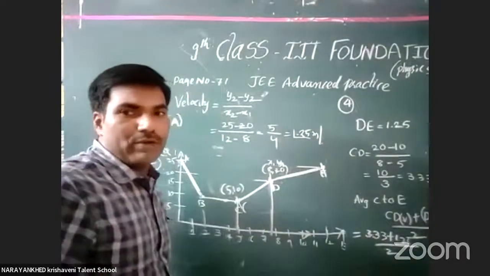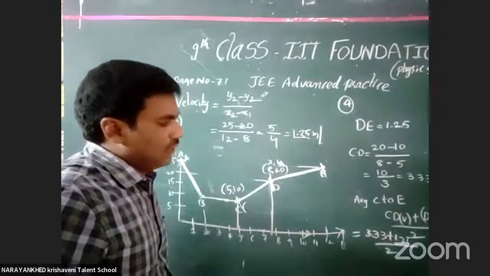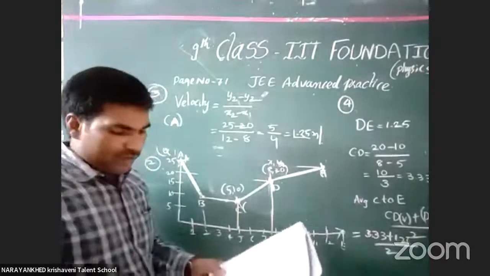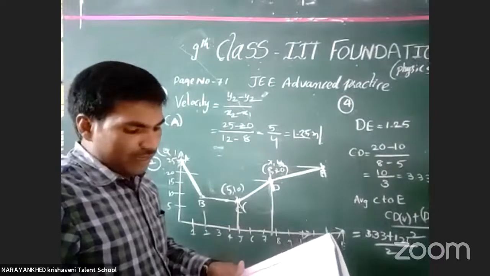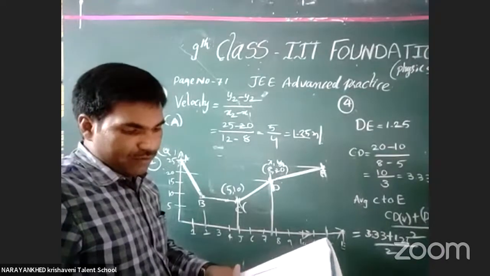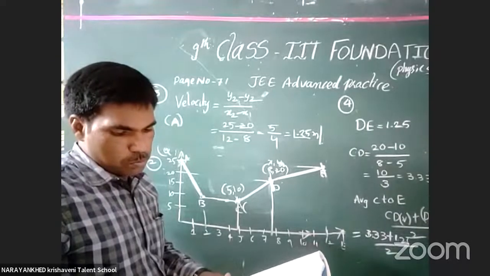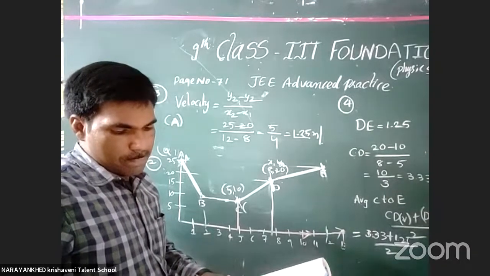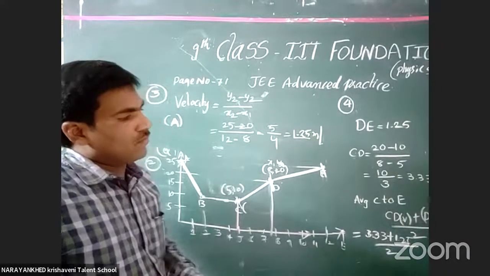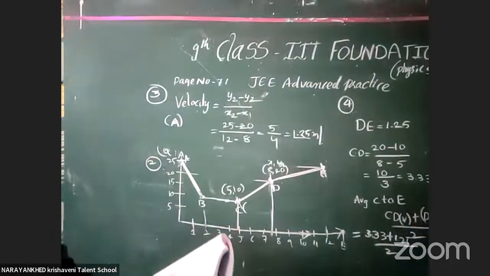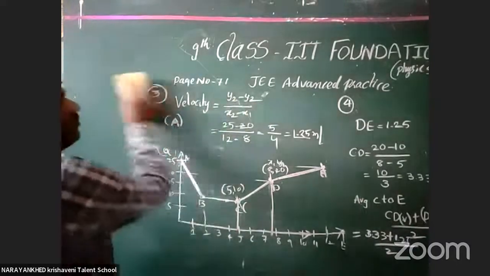3.33 plus 1.25 by 2. That will become what actually? 4.78. Okay, now yes, 4.78. And automatically it becomes what now? Yes, got it or not, all the students? I hope you got it.